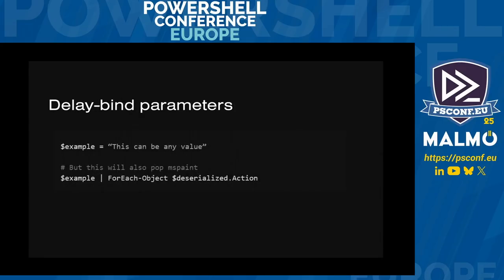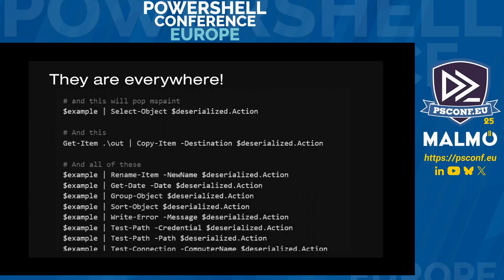But how would we execute code with a script block? It's not like it's just going to execute by itself, right? But there is this thing called delay bind parameters. So if you, for example, deserialize into a variable called deserialized, and then you do ForEach-Object deserialized.action, then this is going to execute the script block in action. And these are, of course, all over the place. So in case someone is using action legitimately, not knowing that I can overwrite action with something bad instead, then this could potentially lead to code execution.